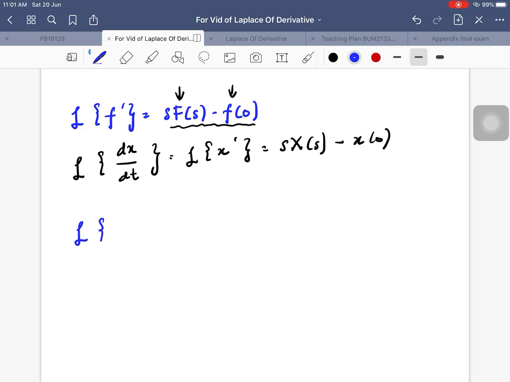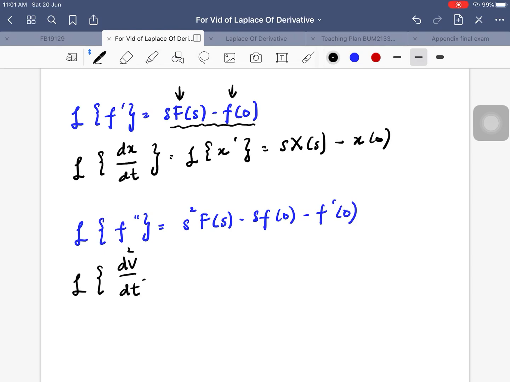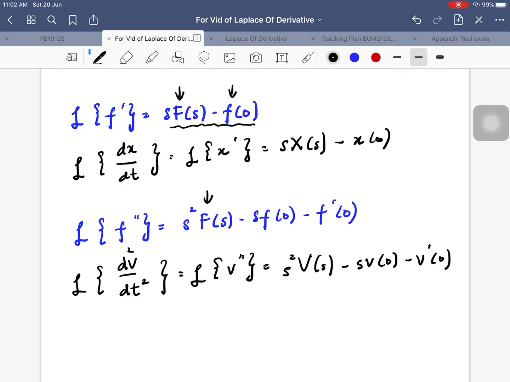And let's see the case of the second derivative. According to the formula, the Laplace of the second derivative is given by s squared F(s) minus s f(0) minus f prime(0). So that will be the formula. When I apply this, for example, let's say I want to find the Laplace of d squared v over dt squared. That is equivalent to the Laplace of v double prime. Okay, remember, only the first term is capital. So I'm going to end up with s squared capital V(s) minus s v(0) minus v prime(0). And the last term for second order is a prime, so v prime of 0.